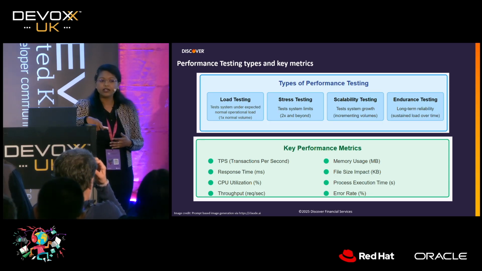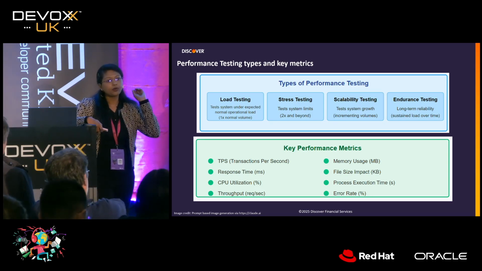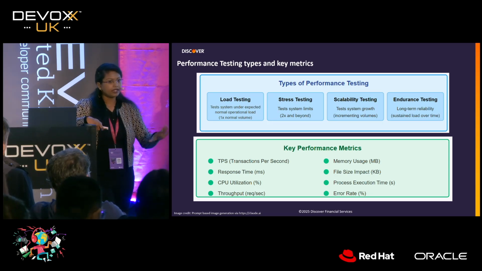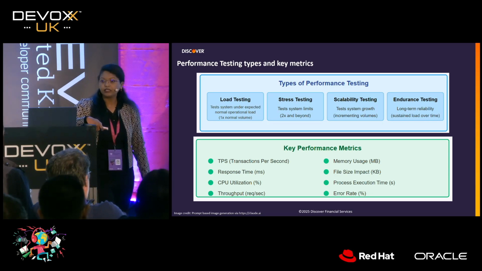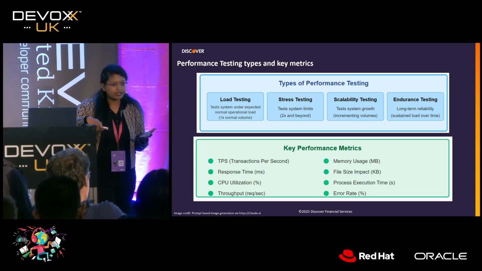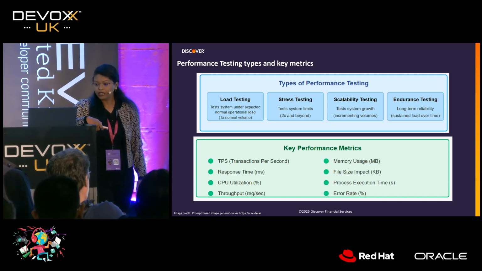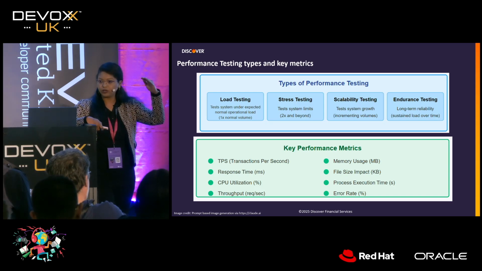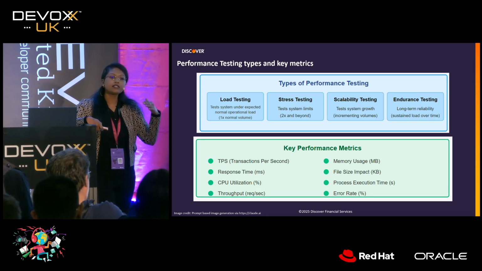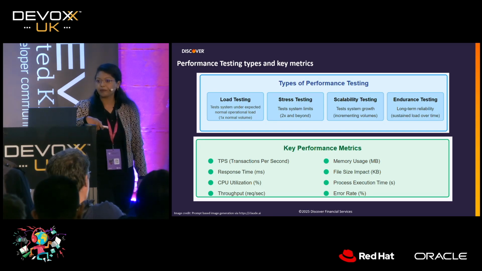Stress testing is, well, I know my system works for 1x volume, but what happens if I throw 2x onto it? All of a sudden I increase my volume to 60 million. Does it still behave correctly? Or where are my system limits? So stress testing is really to understand your system limits. Scalability testing is to increase the growth gradually and test if our systems are actually scaling as the volume increases.